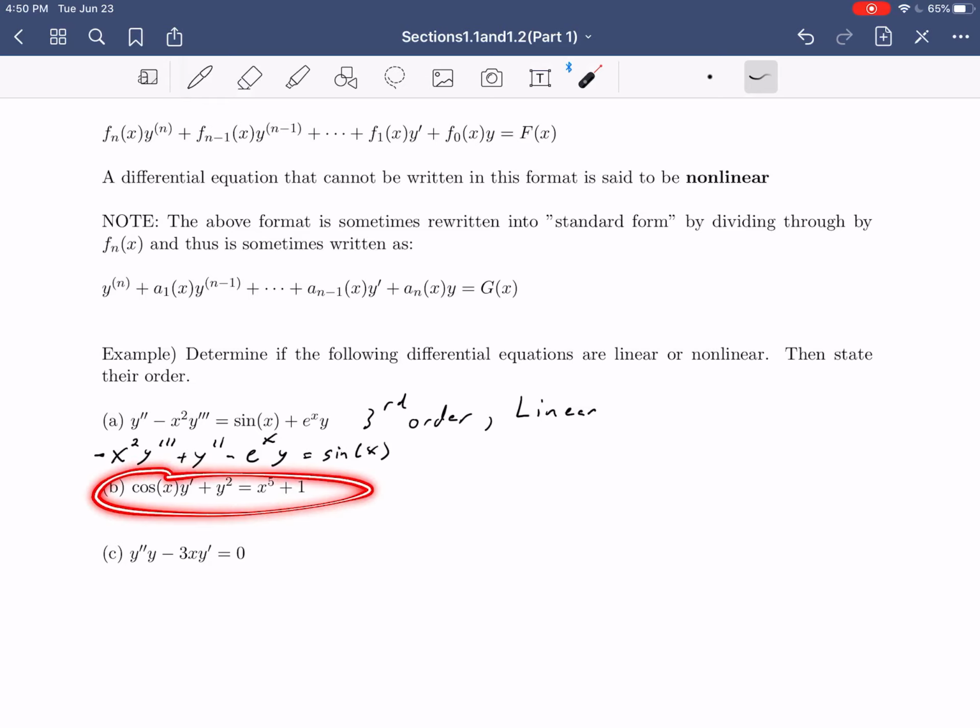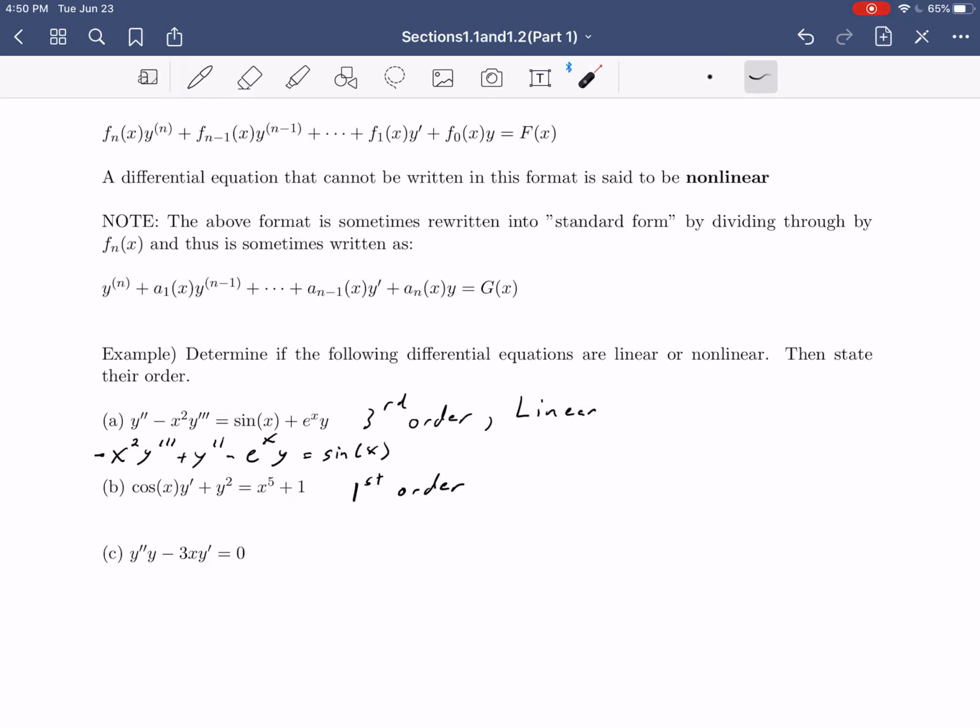All right, let's look at B. We've got this differential equation that says cosine x times y prime plus y squared equals x to the fifth plus 1. Very easy to deduce the order. Should be immediately clear that this is first order because the highest order derivative is that y prime. So it's just a first derivative. What about in terms of linear or nonlinear?